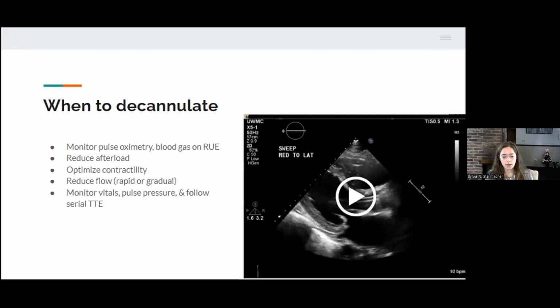Sometimes people will reduce it rapidly over hours or even minutes at times, or gradually over the course of the day. When we're doing this, we want to monitor patients' vitals, watch their pulse pressure, make sure that they have an adequate pulse pressure, indicating that the heart has good contractility, and monitor flow through the heart with serial echoes. And these echoes are being done at the bedside, maybe every 30 minutes or hour. A successful weaning is usually predicted by an ejection fraction of greater than 25%, though this isn't an absolute rule.